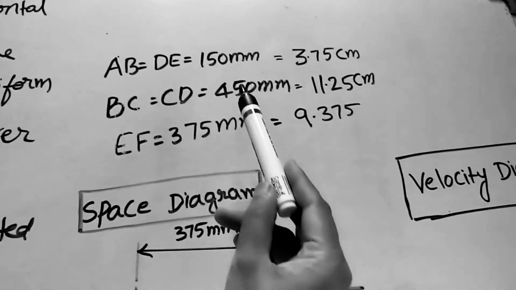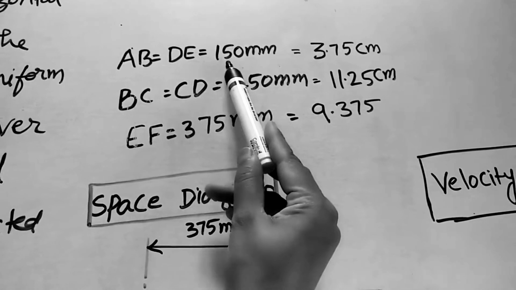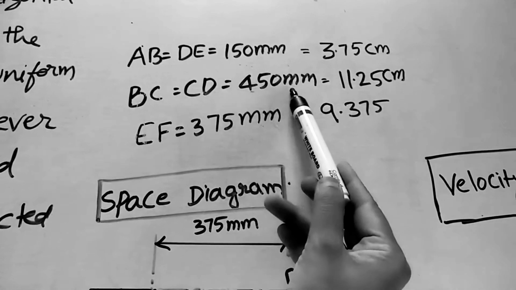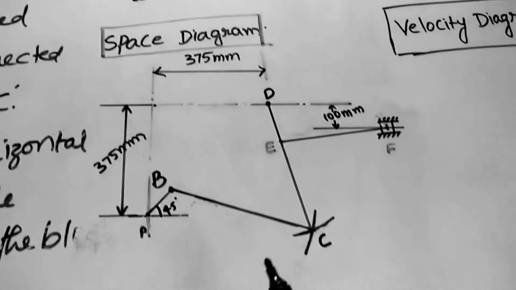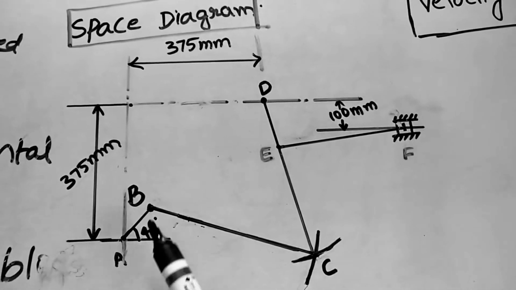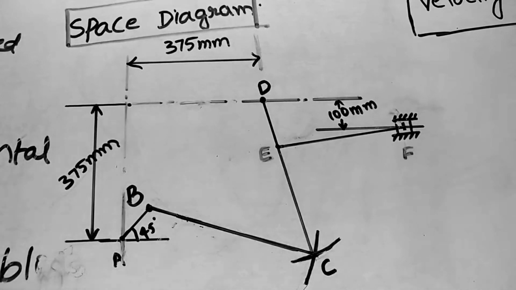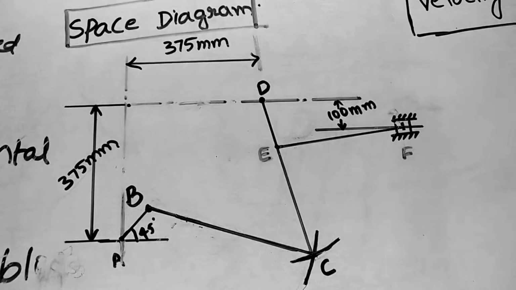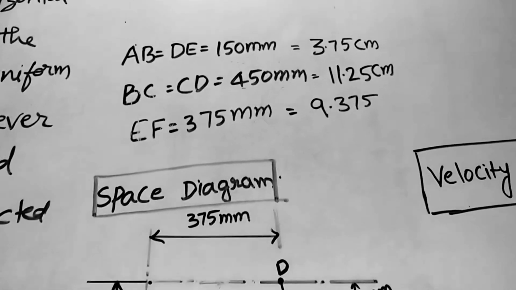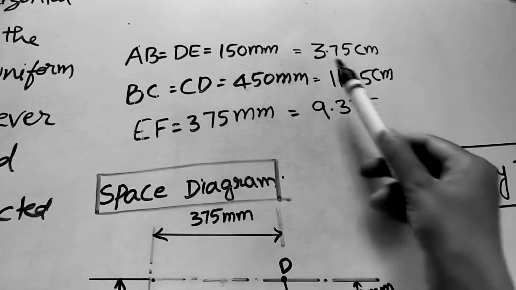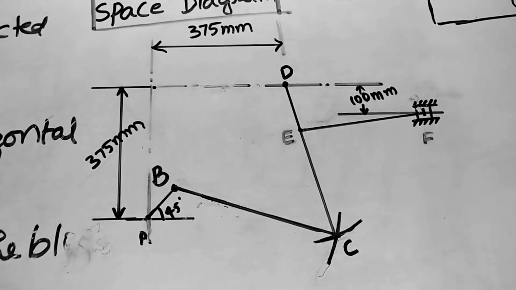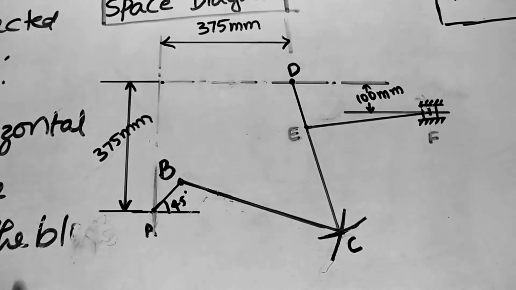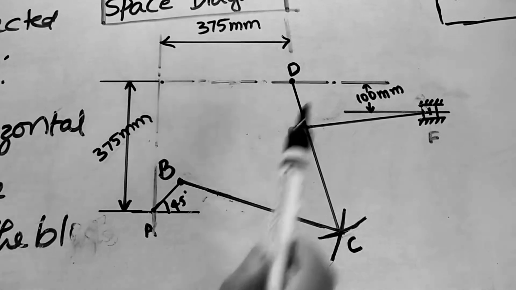So I took a scale here, divided by 4. 450 divided by 4, like that, so that we can reduce the diagram dimensions. Because 37.5 centimeter is a very lengthy dimension, whatever the given dimension, I am taking a scale of 1 by 4 of this dimension. So I have reduced the diagram according to the taken scale, so it is easy to do the diagram using all the dimensions.